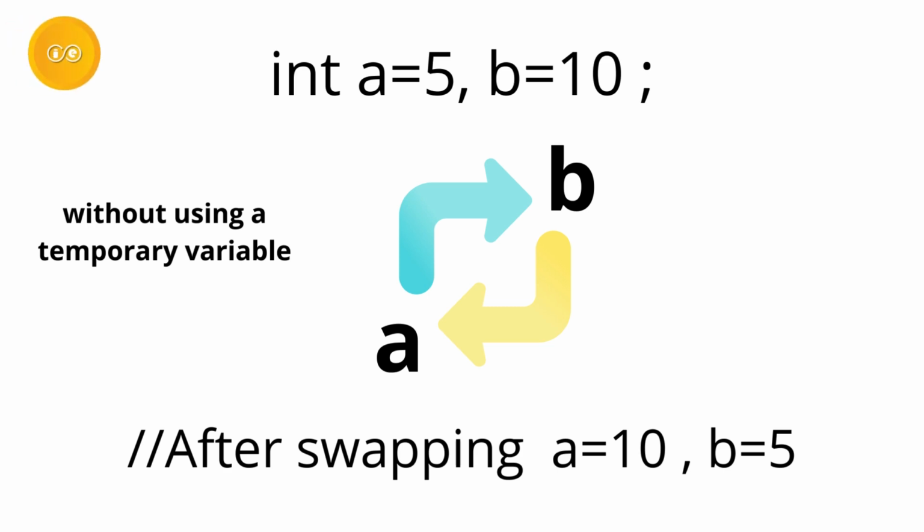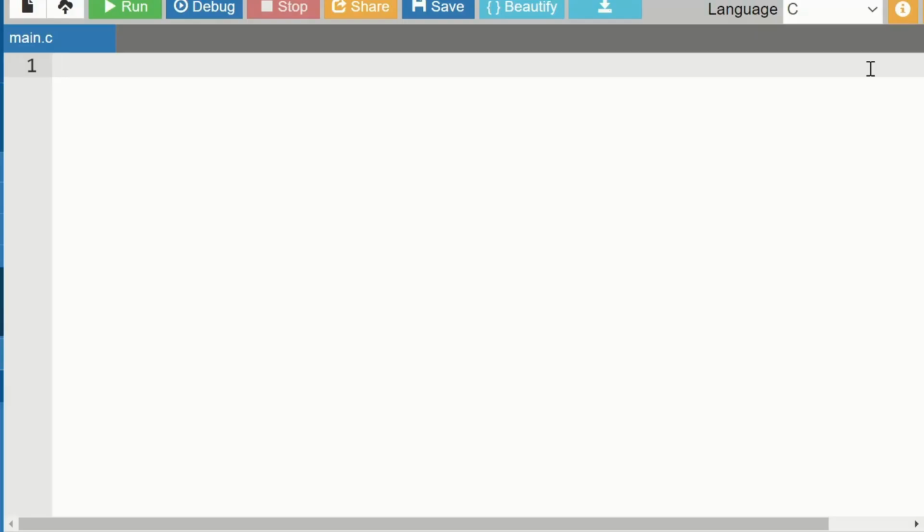In this example, instead of using a temporary variable to swap the values of A and B, we use arithmetic operations. The key is to perform addition and subtraction in a specific order to achieve the swap without using an additional variable. This can be surprising to those who are not familiar with this technique.